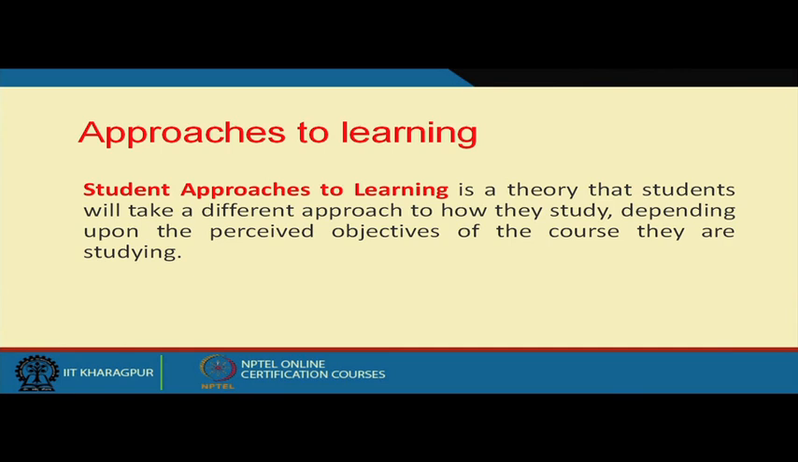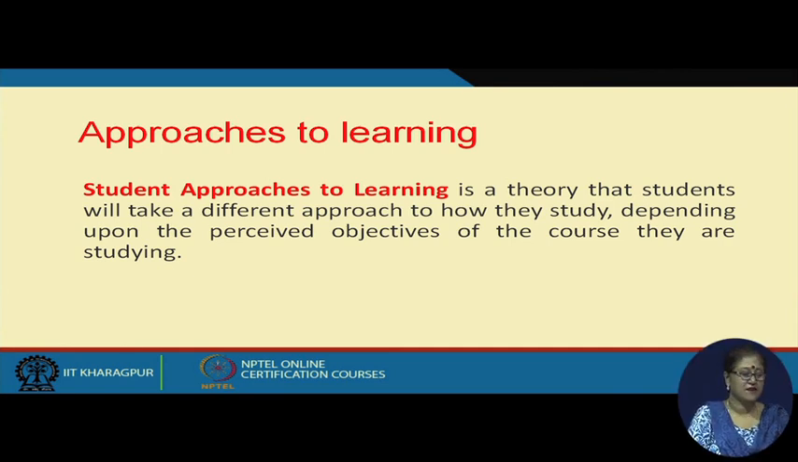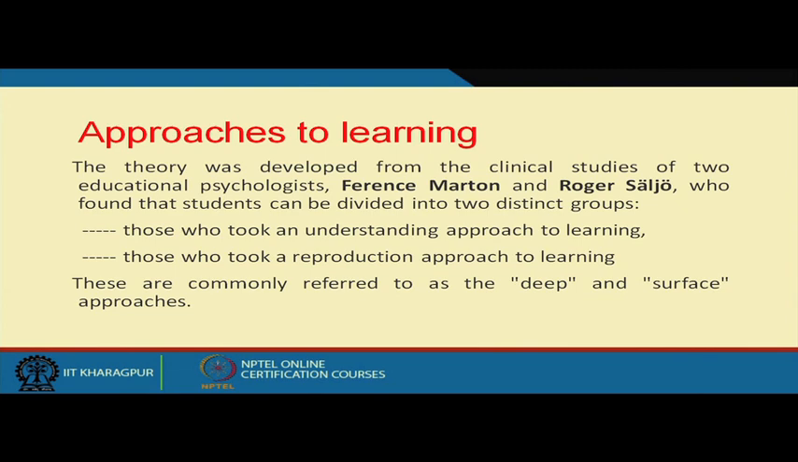Now, approaches to learning, what's that? Students' approaches to learning is a theory that students will take a different approach to how they study, depending upon the perceived objectives of the course they are studying. In clinical studies, two educational psychologists, Ference Marton and Roger Saljo, both divided students into two distinct groups.